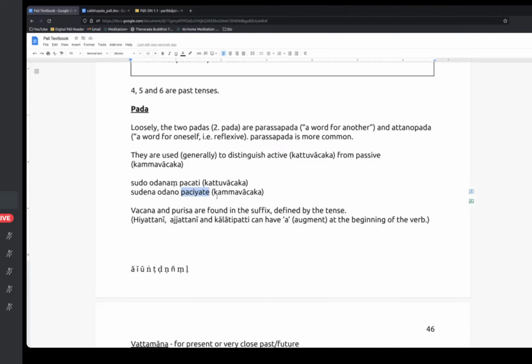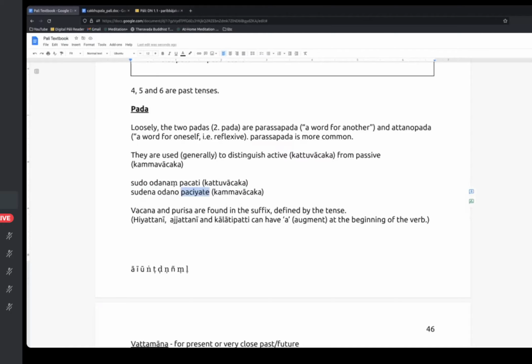So atanopada forms of verbs are generally used for passive. And then you see what happens here is the rice is put into the 1-1 form, nominative singular, and it becomes the subject, but it's not doing the cooking. It's having something done to it, which is passive. And you notice that suda is put in the instrumental. Memorize this or remember this form, because this is how a passive sentence is formed. In passive, the person doing the thing is put in the third declension, the instrumental. By the cook, the rice is cooked.